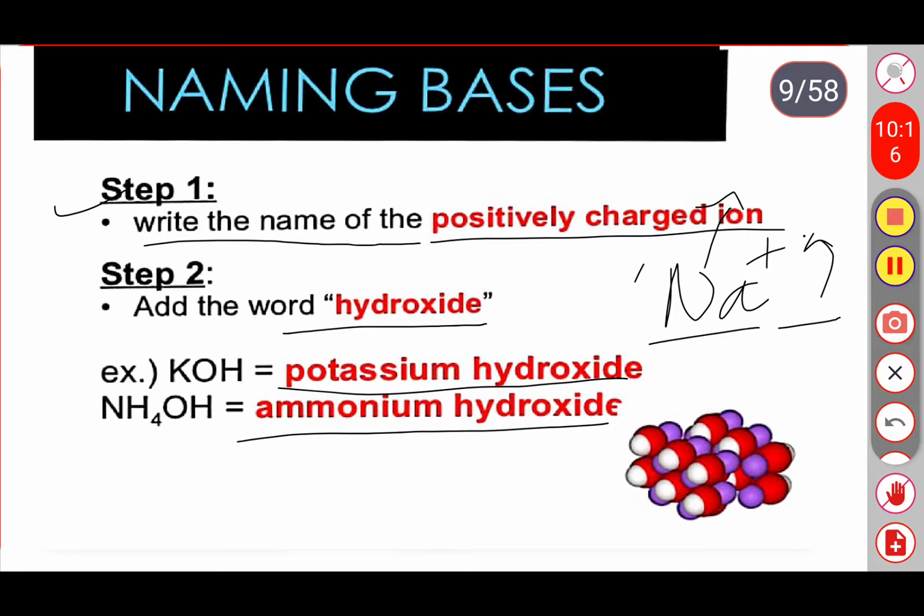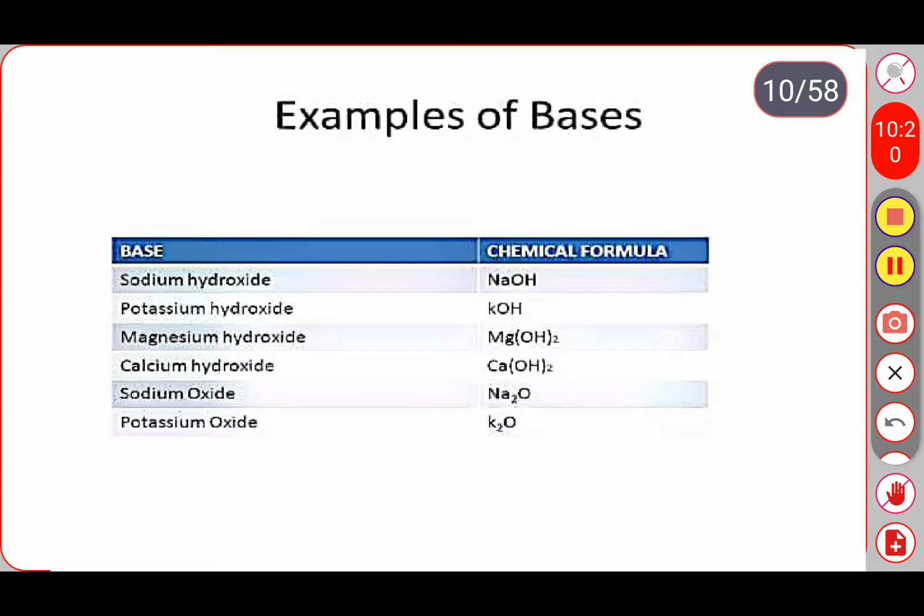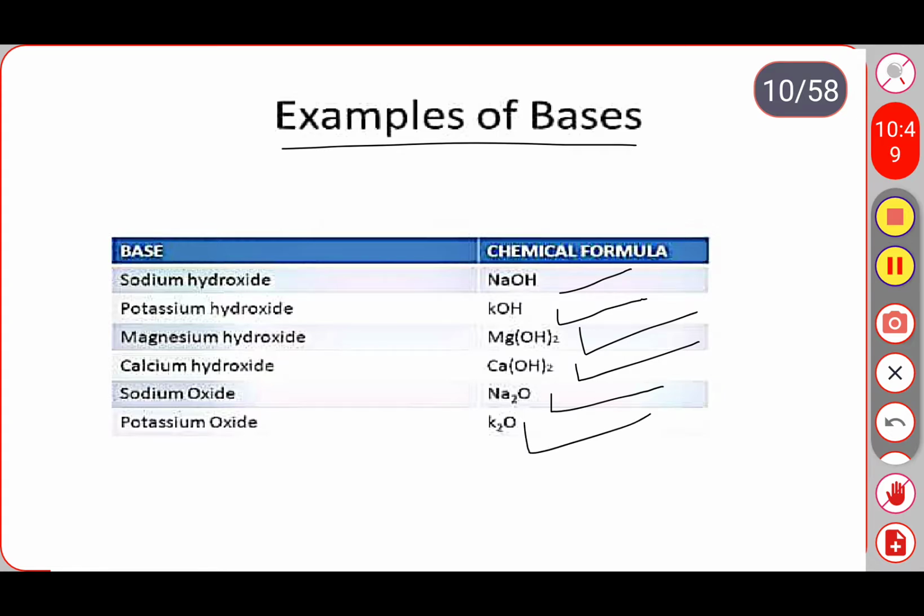See here, some examples of bases are given: sodium hydroxide NaOH, potassium hydroxide KOH, magnesium hydroxide Mg(OH)2, calcium hydroxide Ca(OH)2. Sodium oxide, Na2O, is also a type of base, and so is potassium oxide, K2O. So these are all good examples of bases.